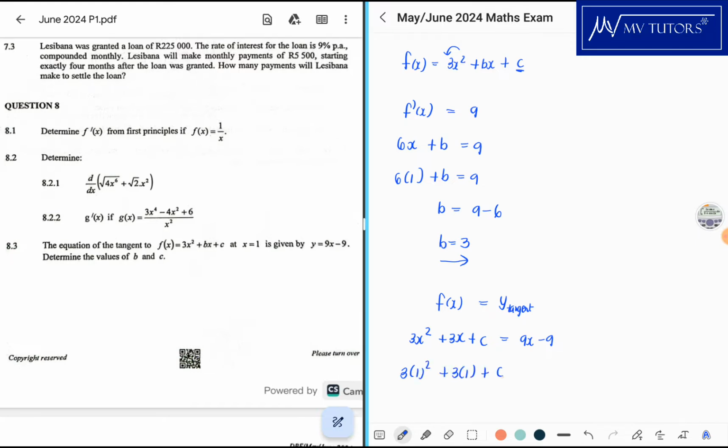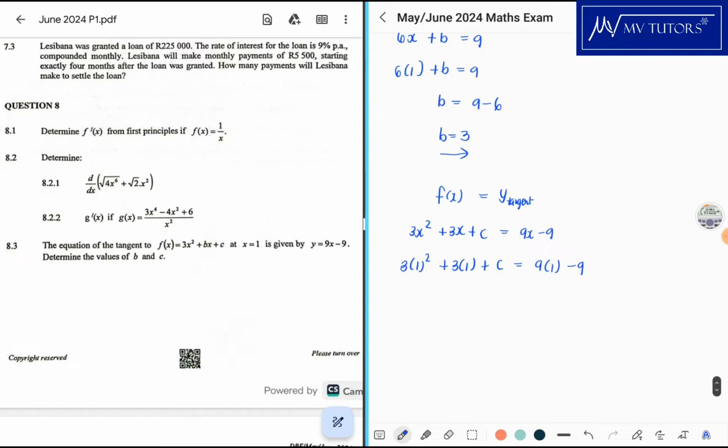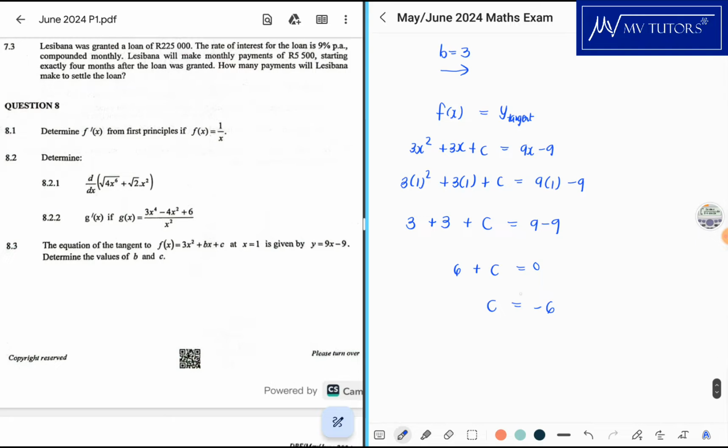Okay. And then, I wonder what that sound is. So basically we have 3. Sounds like an airplane. So we have 3 plus 3 plus c, and we have 9 minus 9, which is just 0. Okay, so we have 6 plus c is equal to 0, and c is basically equal to negative 6. Okay, so we found the values of b and c.